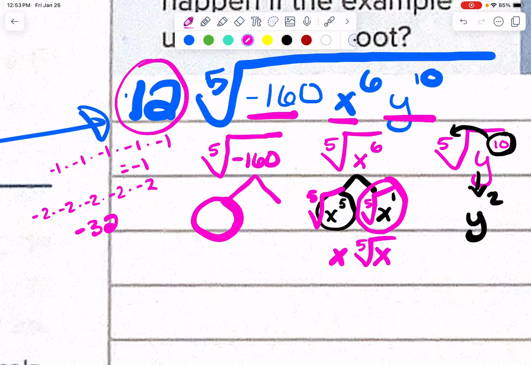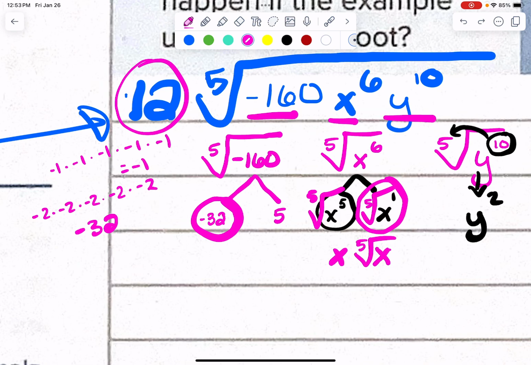I don't know. My brain, it's Friday. My brain's not working. Let's see. 160 divided by 32 is 5. Yeah, so that would work if I put negative 32 here and 5 here. Sometimes you have to do some dabbling off to the side, and that's okay.